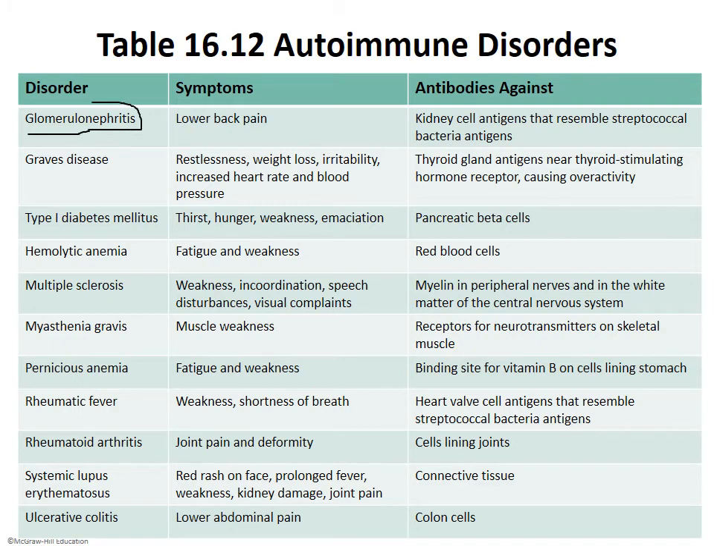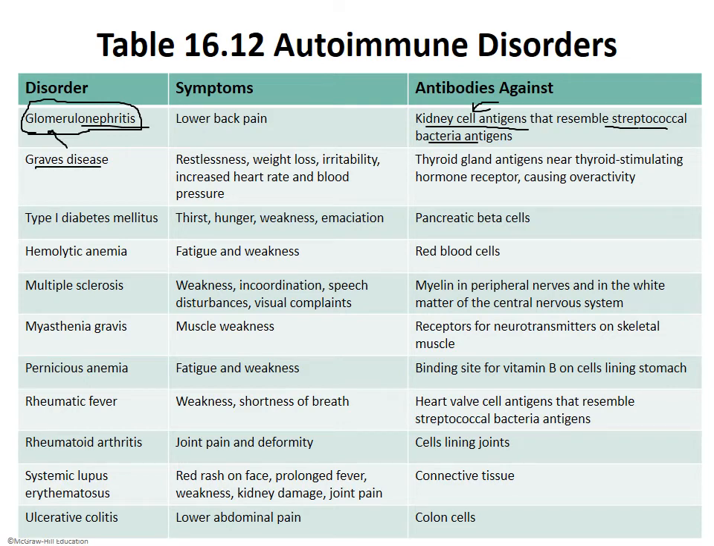Glomerulonephritis. At this point, I am hoping that you would be able, or at least at the end of this semester you should be able, to tell me what this is. The glomerulus is in the kidneys. It's the nephron, the nephritis, right? This is where the kidney cell antigens that resemble streptococcal bacterial antigens get attacked by our body. Our body will assume that these kidney cells are strep, and it'll attack them.